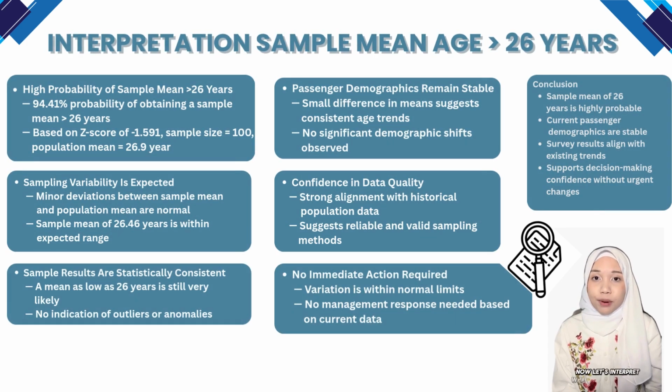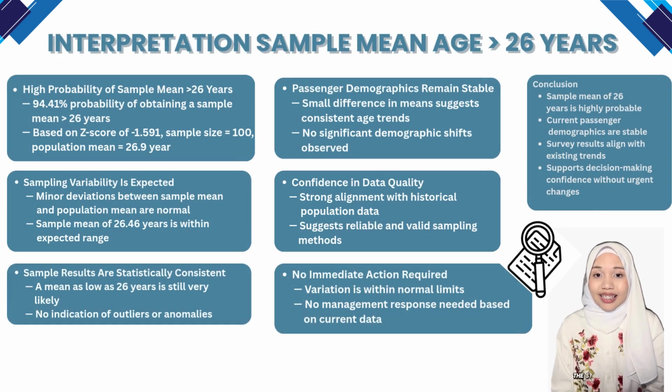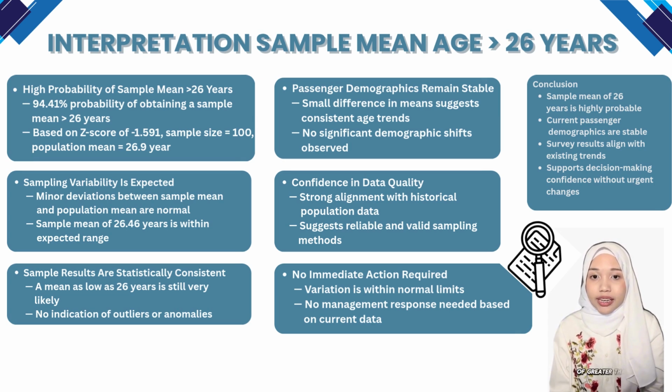Now, let's interpret what the result means. The statistical results show that the likelihood of obtaining a sample mean greater than 26 years is very high, which is 94.41%, based on a Z-score of negative 1.591 using a sample size of 100 and a population mean of 26.9 years, even though the population mean is slightly higher at 26.9 years.